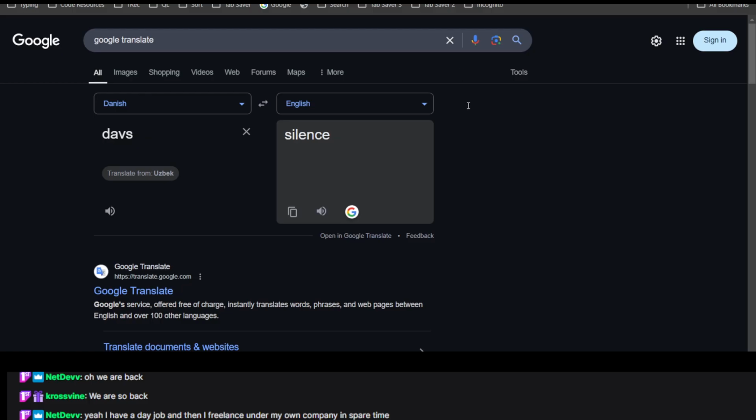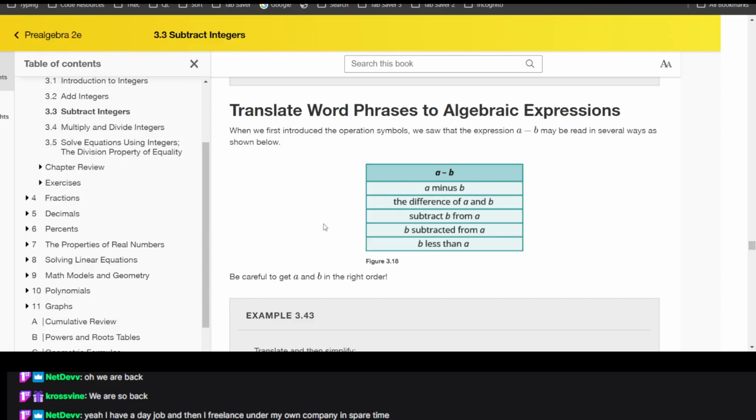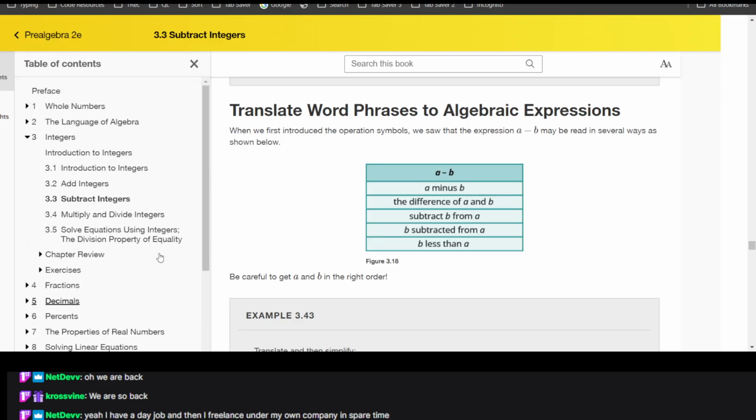So now, I guess maths. Quick maths. I stopped doing Khan Academy because it was too slow. I was going through it too slow. I thought this would be faster.